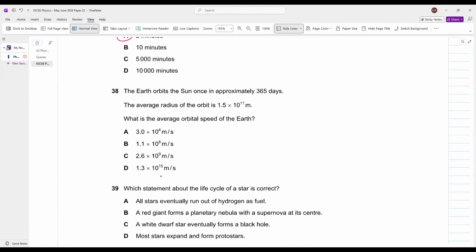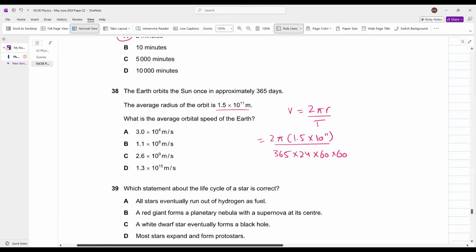The earth orbits the sun once in 365 days. The average radius of the orbit is this. What is the orbital speed of earth? V is equal to 2 pi r over capital T. 2 pi, what is r? 1.5 times 10 to the power of 11. What is your time? 365 days. 365 into 24 hours in each day, 60 minutes in each hour, 60 seconds in each minute. What does your orbital speed come out to be? 3 times 10 to the power of 4 meters per second. 38 ka answer is A.